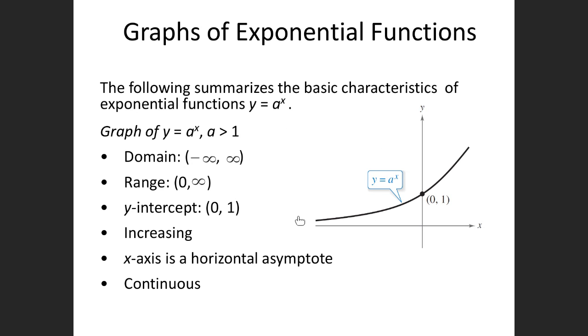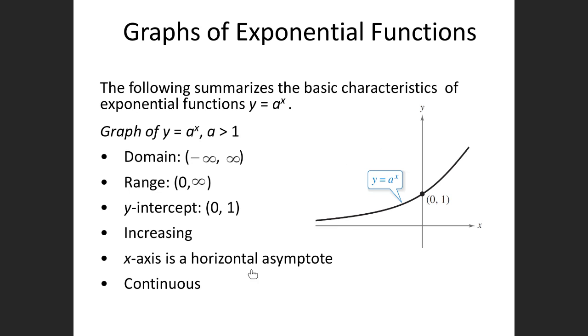We read graphs from left to right, the same way we read books. So this graph is increasing: as I go from left to right, the graph is increasing. We've studied asymptotes a little before, and our exponential function has a horizontal asymptote at y equals 0. This means that this graph will never cross or touch the x-axis. It will never become 0.